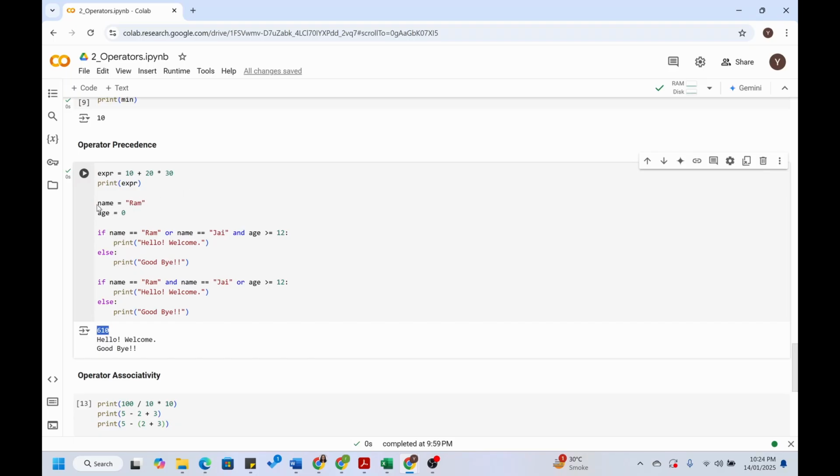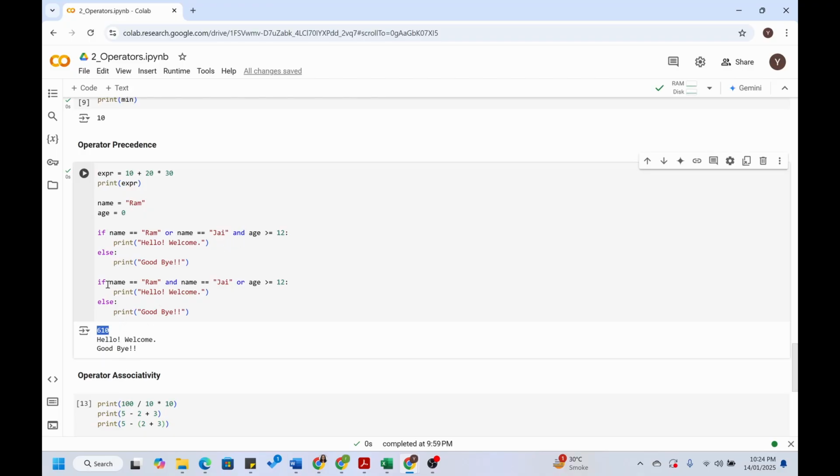Okay, now again I'm taking two variables, name and age, where I'm putting some name and age, and I'm just comparing it. If name equals Ram or name equals Jay and age is greater than 12. Now the AND operator is always given a preference over the OR operator. So now I'm getting here the hello welcome. That means the condition at this moment is correct. So that's why I'm getting Ram, because the name is Ram and the OR operator is definitely not given a preference, so preference will be given to the AND operator.